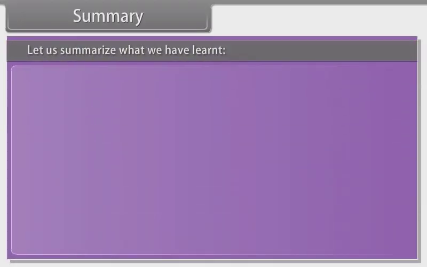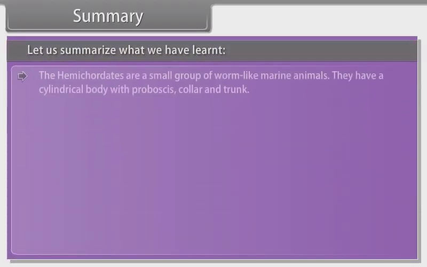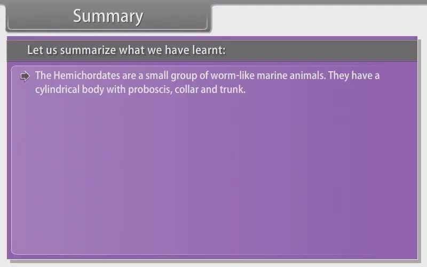Summary. Let us summarize what we have learnt. The hemichordates are a small group of worm-like marine animals. They have cylindrical body with proboscis, collar and trunk.